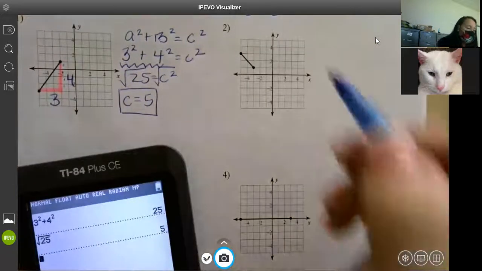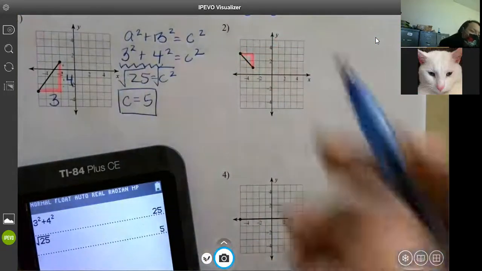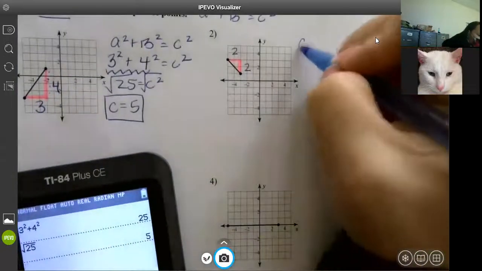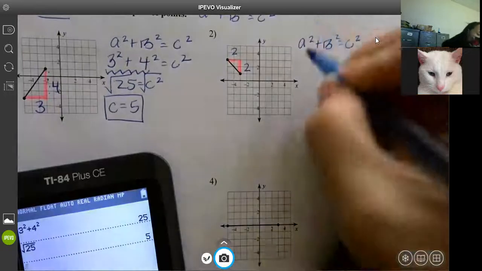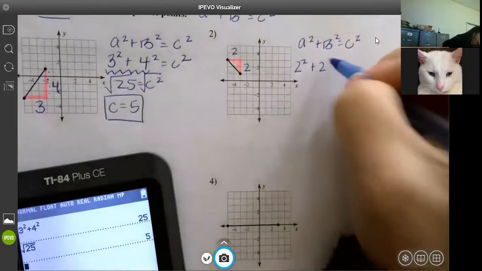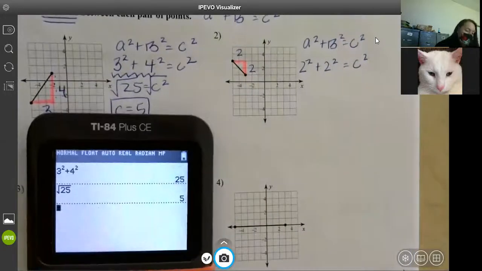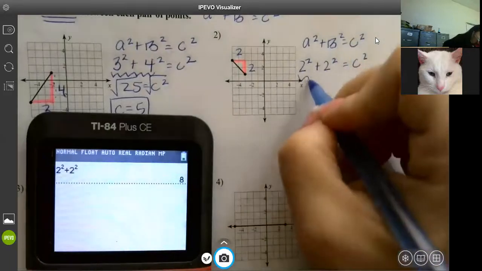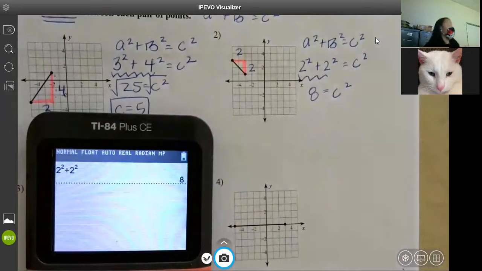All right, look at your next one. We're going to do our rise and our run. So we have 2 and 2, and that will go in your a squared plus b squared equals c squared. Again, it doesn't matter what order you put it in, just as long as you put it in for a and b. Use your calculator, 2 squared plus 2 squared. That gives you 8.